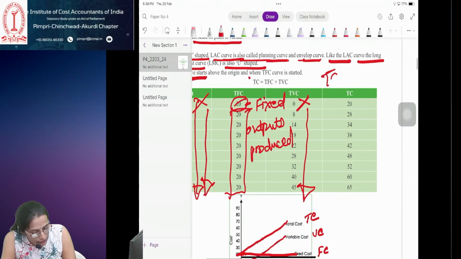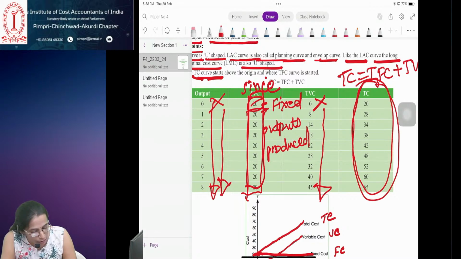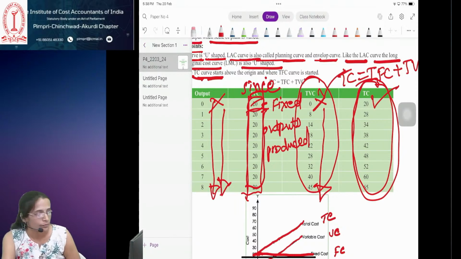And the total cost is a summation of total fixed cost plus total variable cost. What is driving the total cost? Since the total fixed cost remains fixed, the change in the total cost happens due to the change in the variable cost. So the driving factor for the total cost is total variable cost, right? Clear, Shaila?